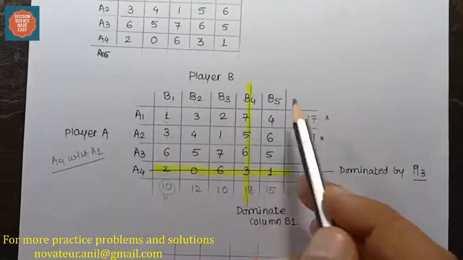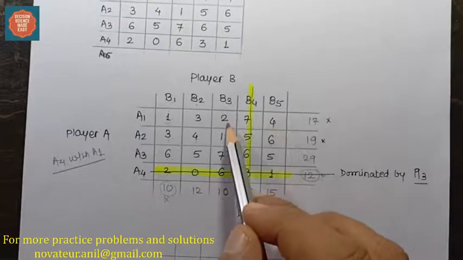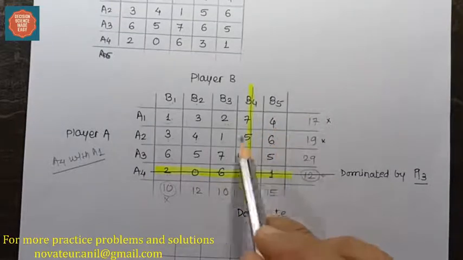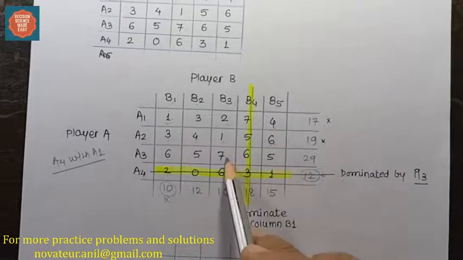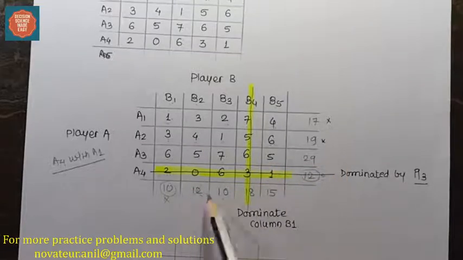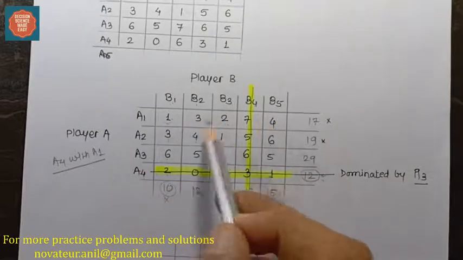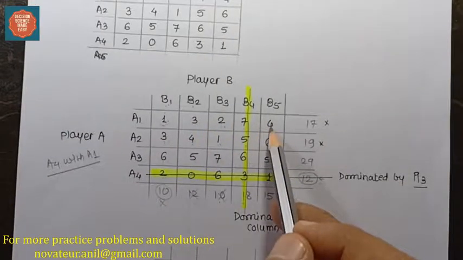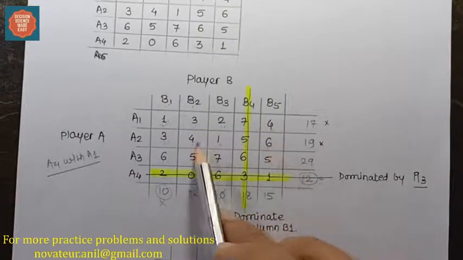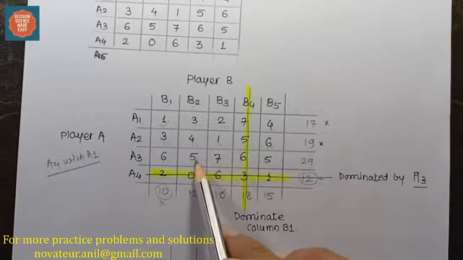Let's compare b3 and b5. 4 is greater than 2, true. 6 is greater than 1, true. 5 is greater than 7, no. So again we are not going to do this. Let's compare this with the other columns. I believe 4 is greater than 3, correct. 6 is greater than 4, correct. 5 is equal to this.